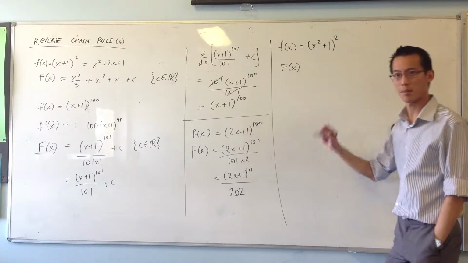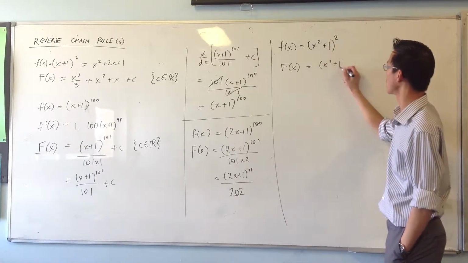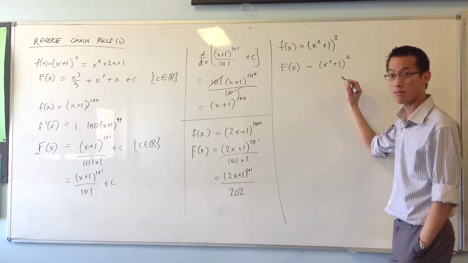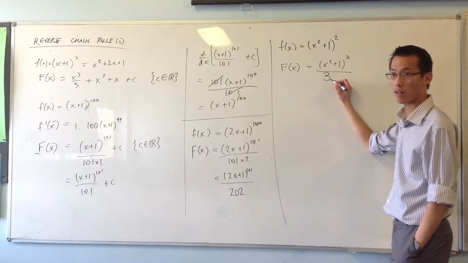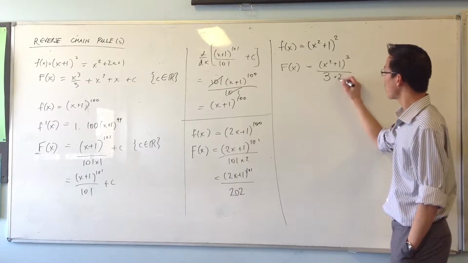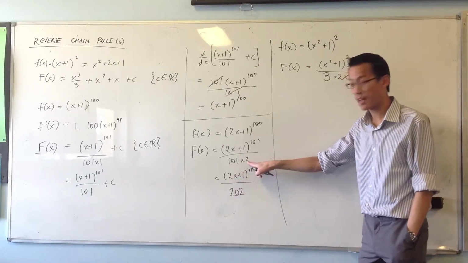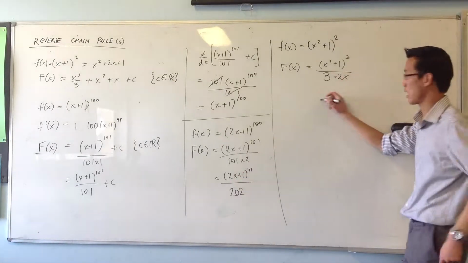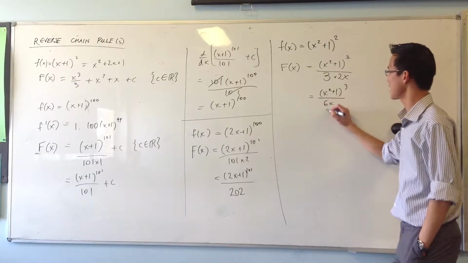Capital F, right, power goes up, right? So x squared plus 1, 3, yeah? Divide by the new power, now what? 2x. Well, so far, this is what we've been doing, okay? Derivative of the inside, right? Derivative of the inside, okay? So I get this, cubed on 6x.